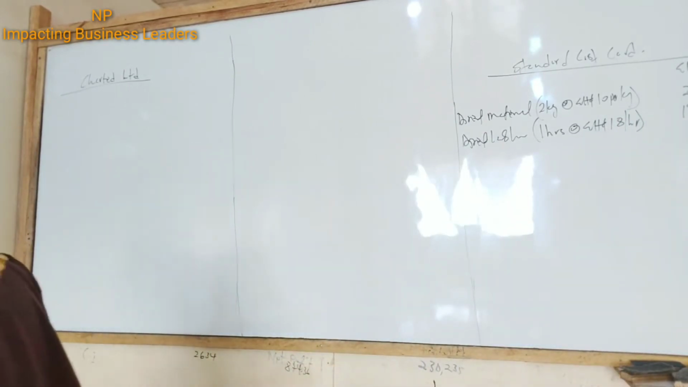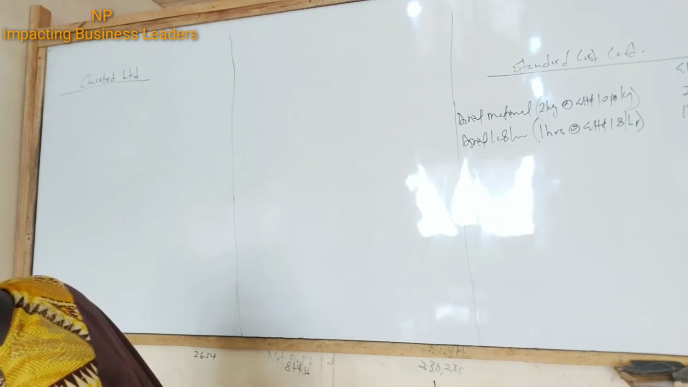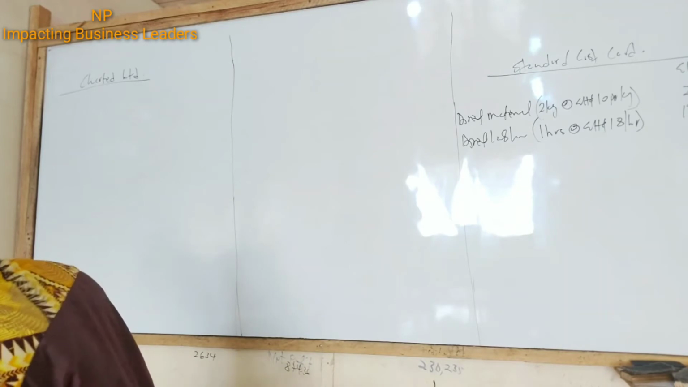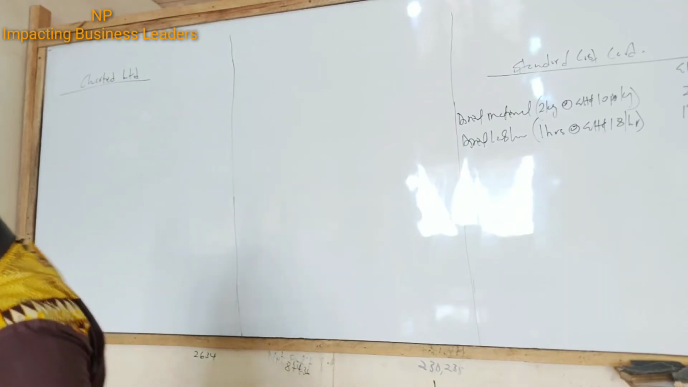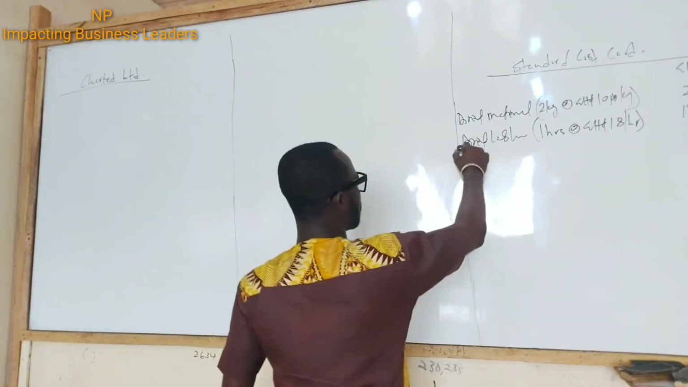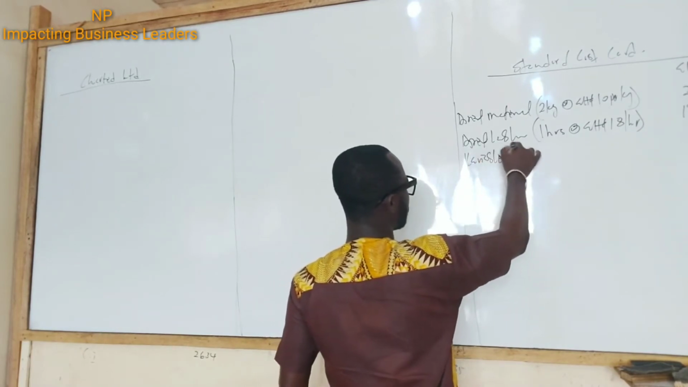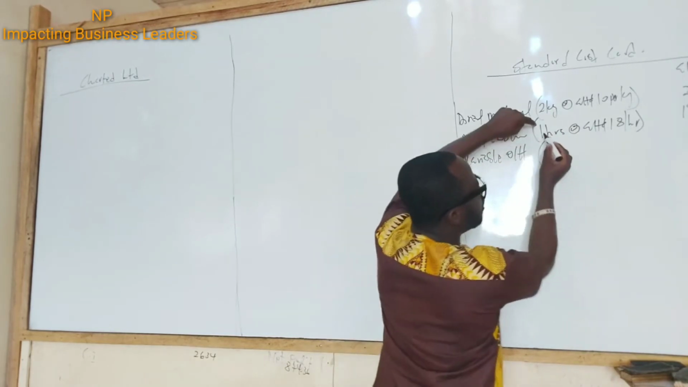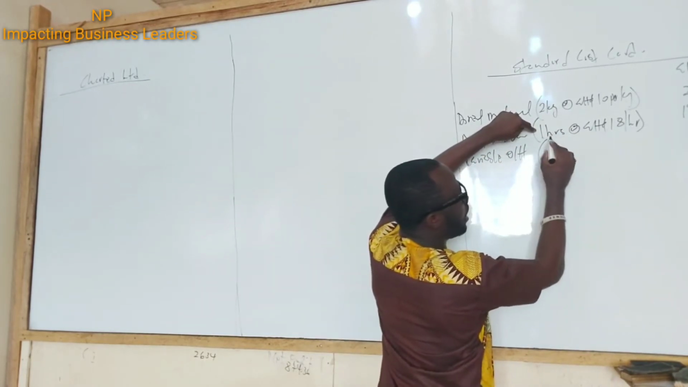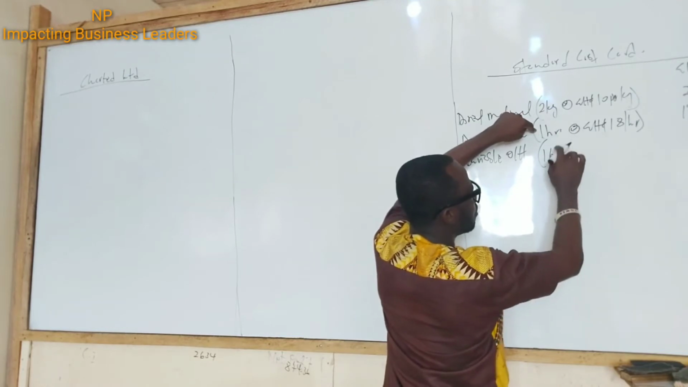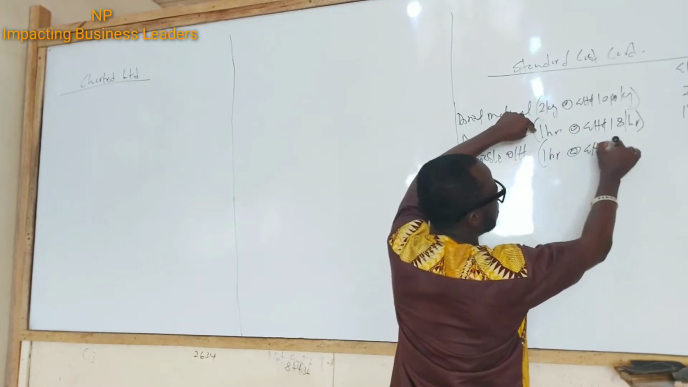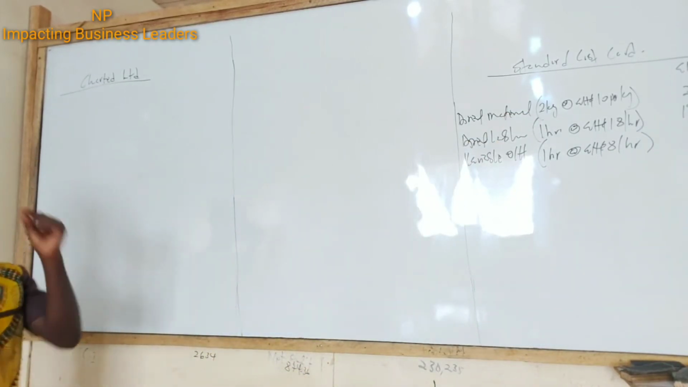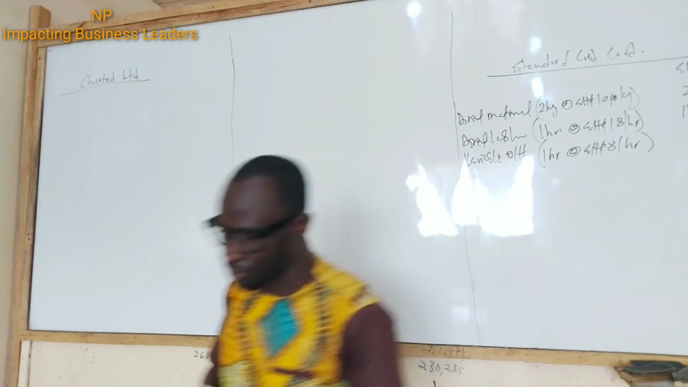Simple. Next one. The standard variable overhead cost is 8 Ghana cedis. That is based on what? Direct labor hours. So the variable overhead is 8 Ghana cedis. What does that mean? It means 1 hour at 8 per hour. It's the same thing because it is based on the labor hours.